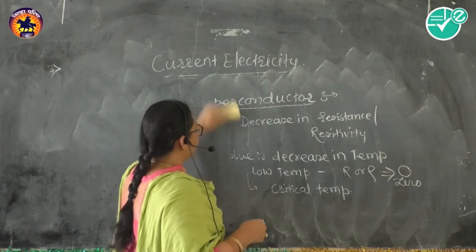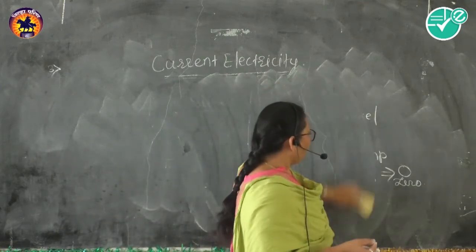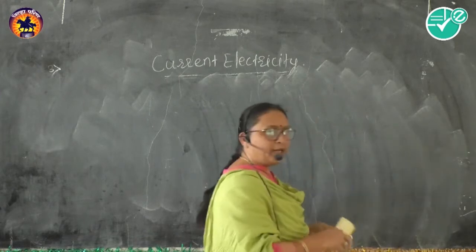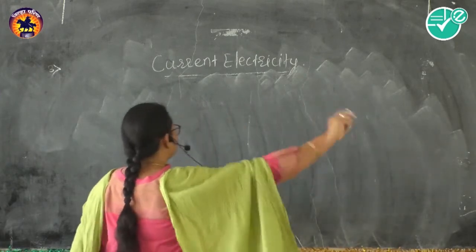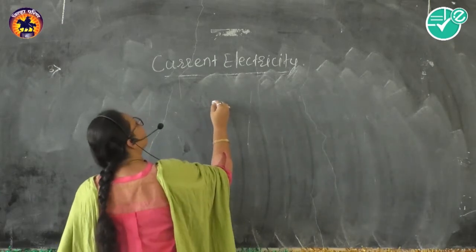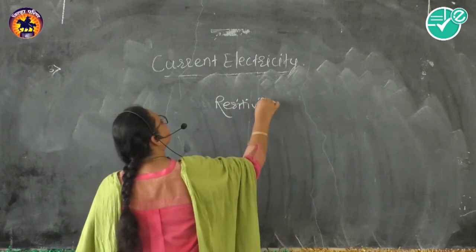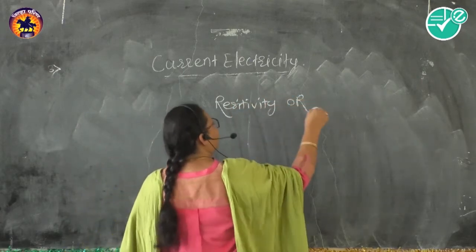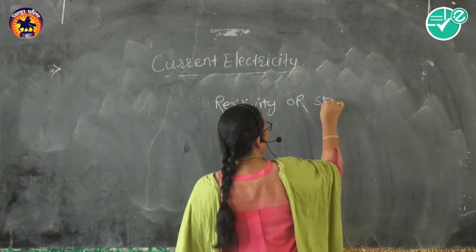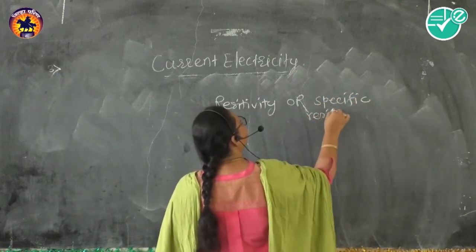Now we have to consider a physical quantity which is from formula of resistance, and it is again important like resistance, that is resistivity, or it is also known as specific resistance.